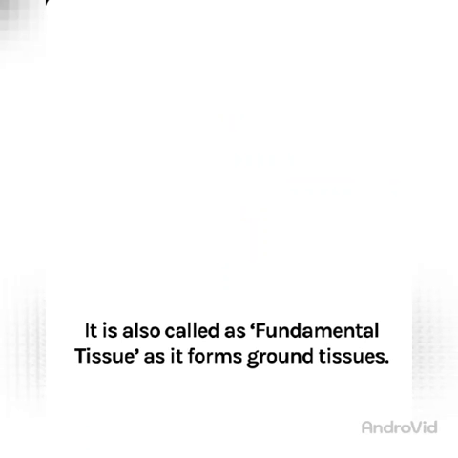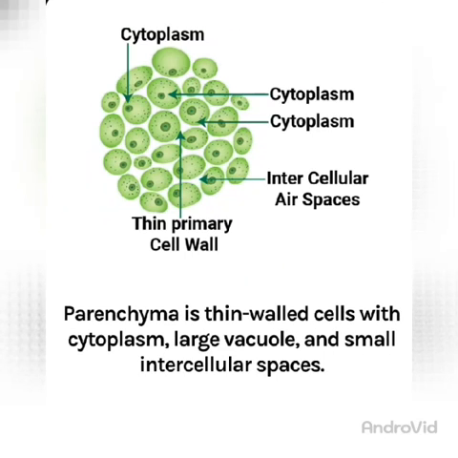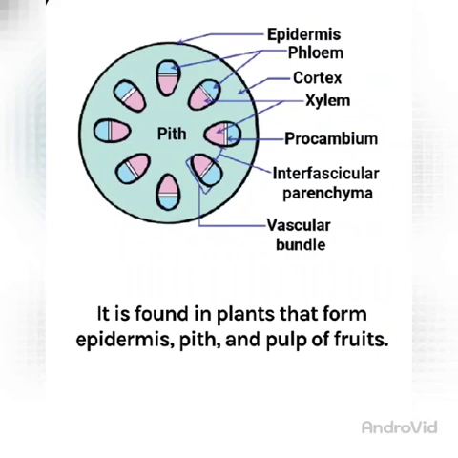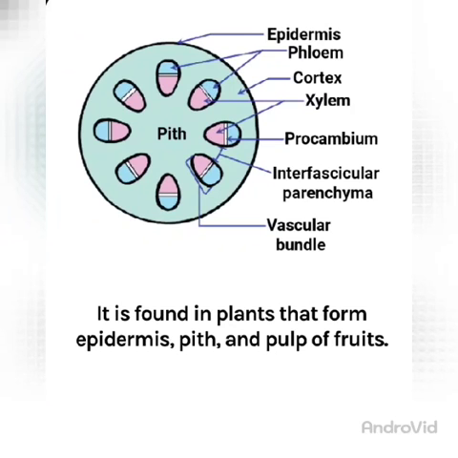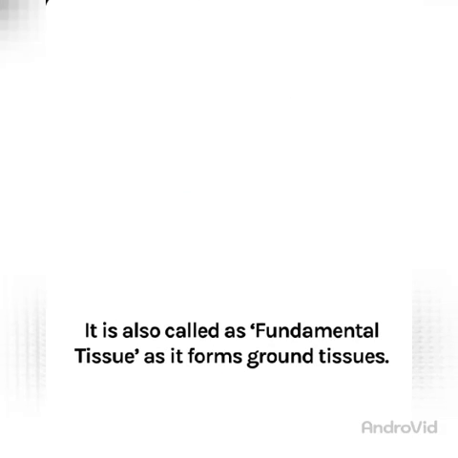It is also called a fundamental tissue as it forms ground tissues. Now we are talking about the parenchymatous type of tissue, right? Parenchymatous tissue is also called the fundamental tissue as it forms ground tissue. In this picture you can see the ground tissue is made by the parenchyma type of tissue. So that is why it is called a fundamental type of tissue. Here you can write this point: the parenchymatous tissues are also known as fundamental tissue because they form the ground tissues.